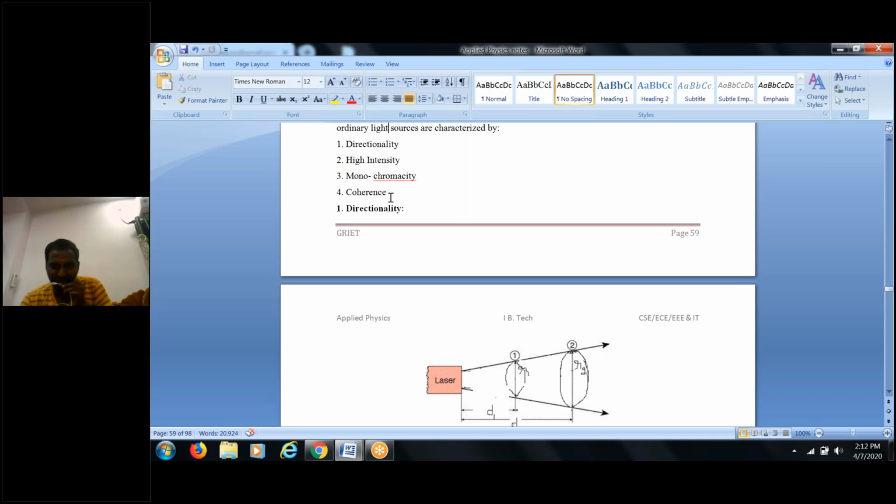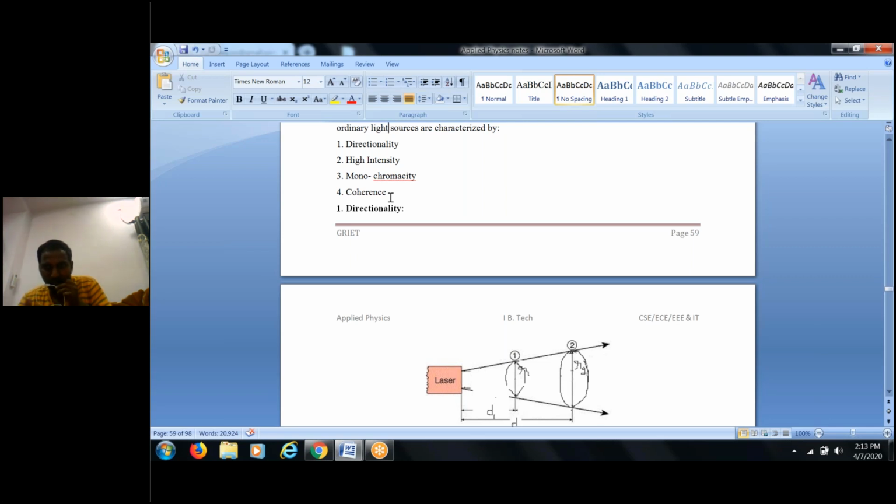But in the case of laser light, what happens? It travels in only one direction. Therefore, the presence of coherent photons is completely responsible for the four special characteristics known as unidirectionality, high intensity, monochromaticity, and the last one, coherence. Because of the presence of coherent photons, we have these four special characteristics for the laser light.